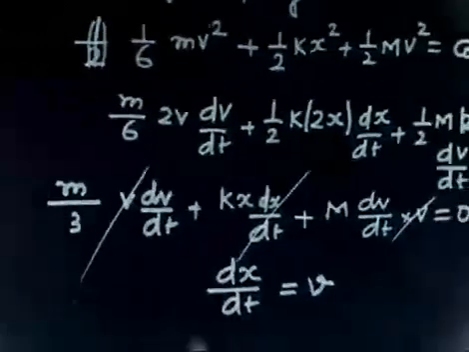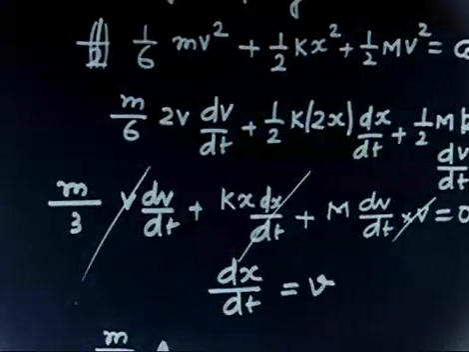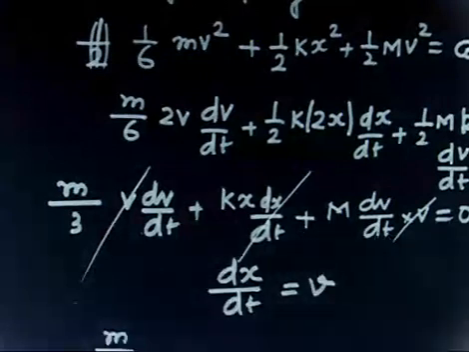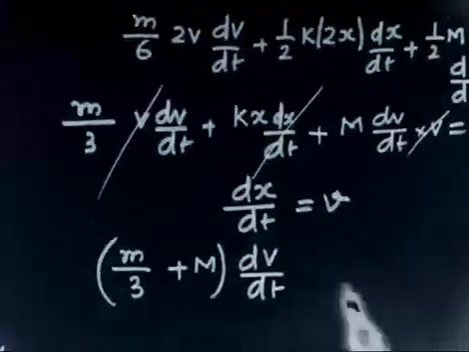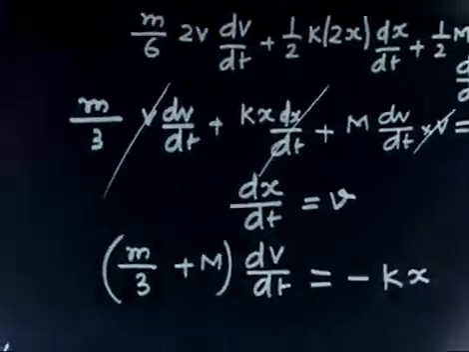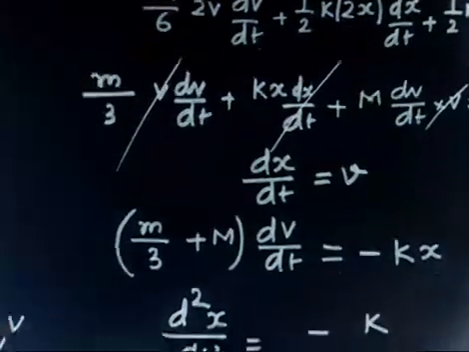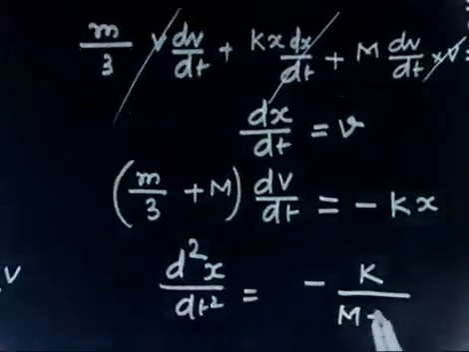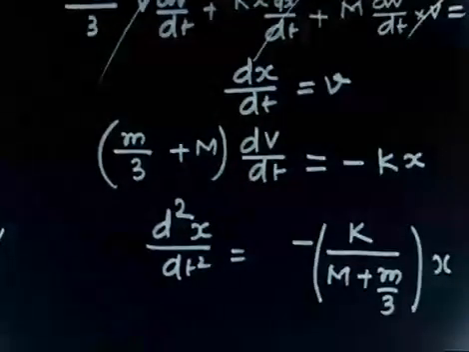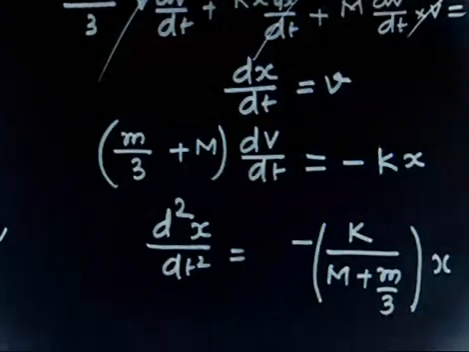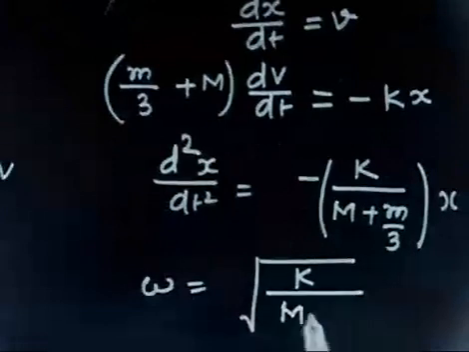So the velocity term goes. So I will have m by 3, and dv by dt can also be written as d2x by dt square. So let us take dv by dt common, m by 3 plus M, dv by dt, and this is equal to minus k x. So I can write dv by dt as d2x by dt square. This is equal to minus k by M plus m by 3, times x. Are you getting? So from here you can find omega and you can find the time period. So omega is under root k by M plus m by 3.